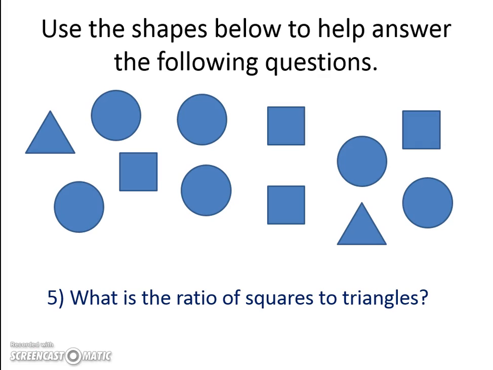Try this one. Pause the video and write your ratio in simplest form. Okay, when I look at this problem, I see that there are 4 squares and 2 triangles. So my ratio is 4 squares to 2 triangles, or in simplest form, 2 to 1.